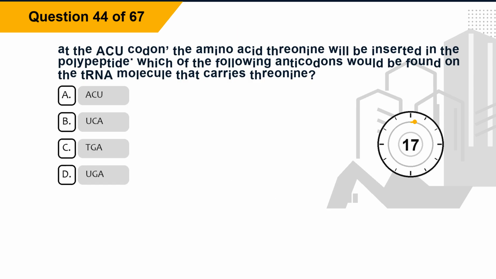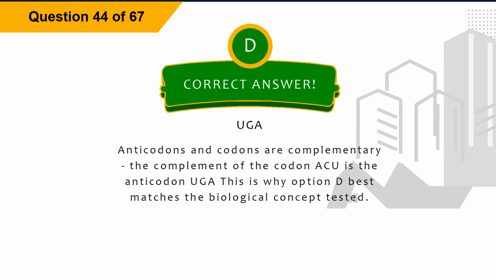Question 44. At the ACU codon, the amino acid threonine will be inserted in the polypeptide. Which of the following anticodons would be found on the tRNA molecule that carries threonine? Option A. ACU. Option B. UCA. Option C. TGA. Option D. UGA. The correct answer is option D, UGA.